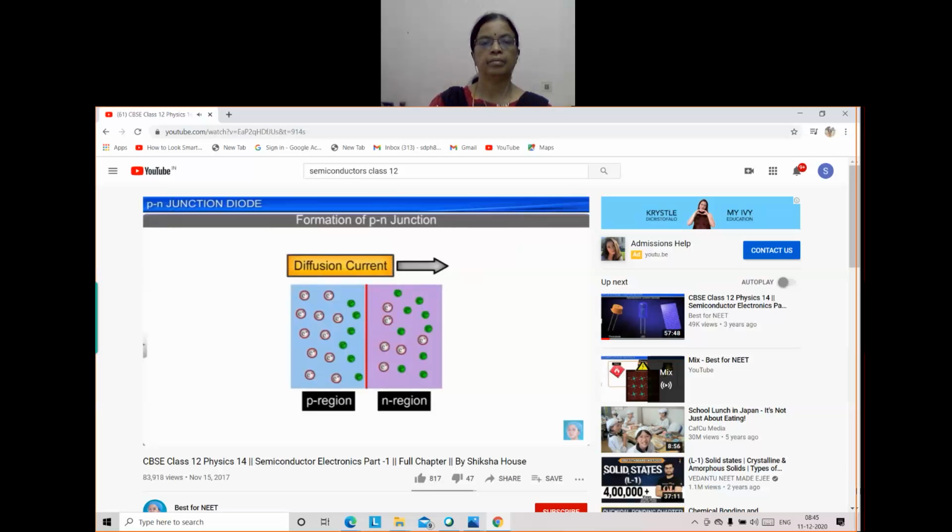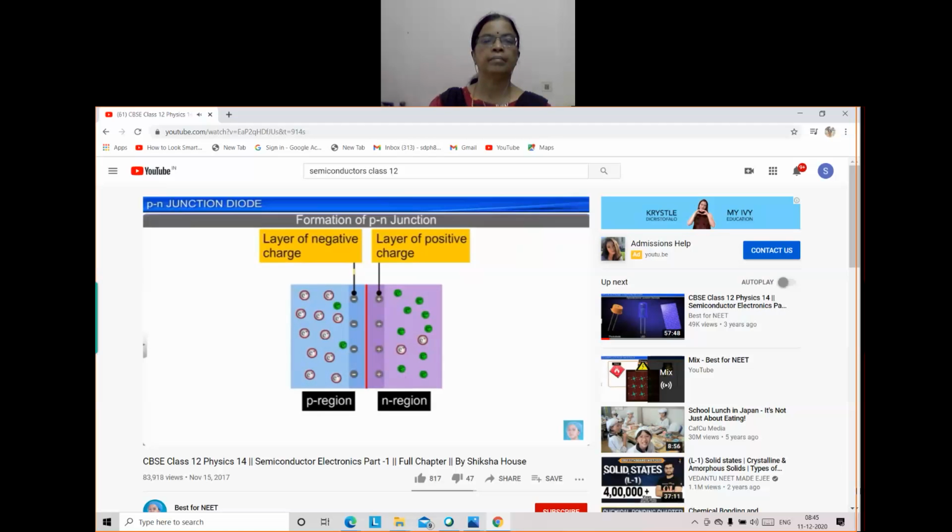When electrons diffuse from the n region to the p region, they leave behind stationary, positively charged atoms of the donor impurity. Similarly, when holes diffuse from the p region to the n region, they leave behind stationary, negatively charged atoms of the acceptor impurity. This creates a layer of negatively charged ions towards the p side of the p-n junction, and a layer of positively charged ions towards the n side of the p-n junction.